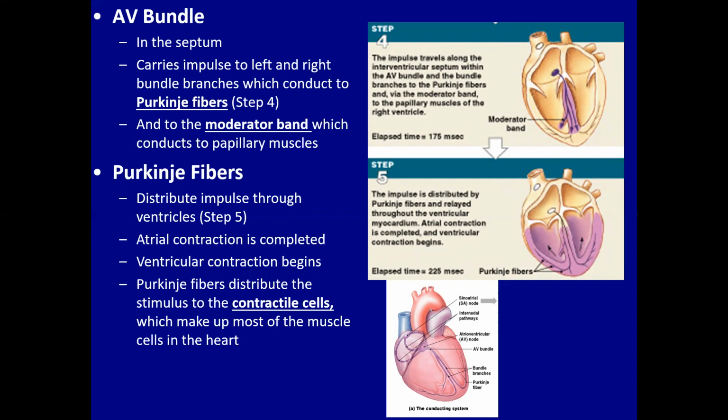The bundle is in the septum, and it's going to carry the impulse to the right and left bundle branches, which are then going to conduct the impulse to the Purkinje fibers and to the moderator band. The Purkinje fibers are going to allow for the impulse to be distributed throughout the ventricles. Atrial contraction is complete. Remember, the atria are still contracted. This is when the ventricular contraction begins, and the Purkinje fibers are going to distribute that impulse, that stimulus, to the contractile cells, and those contractile cells are going to allow for the contraction of the ventricle.